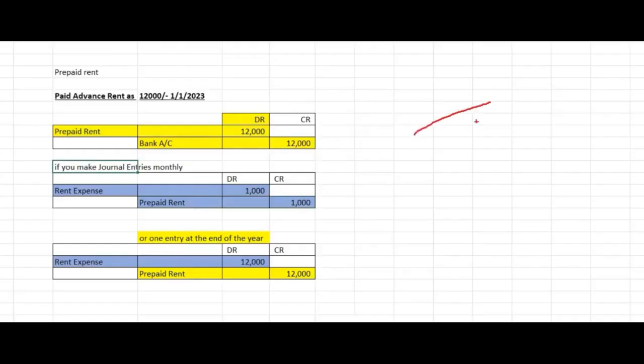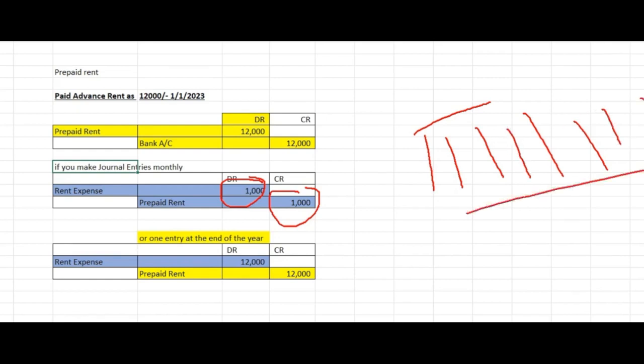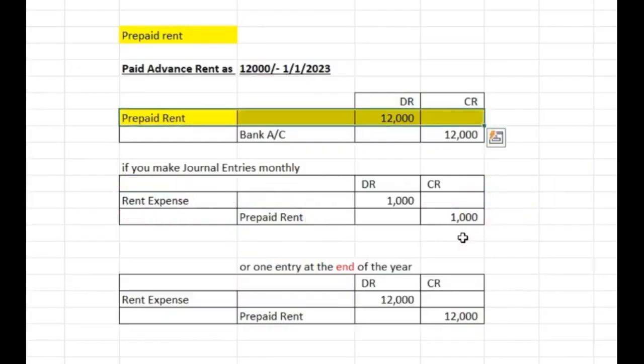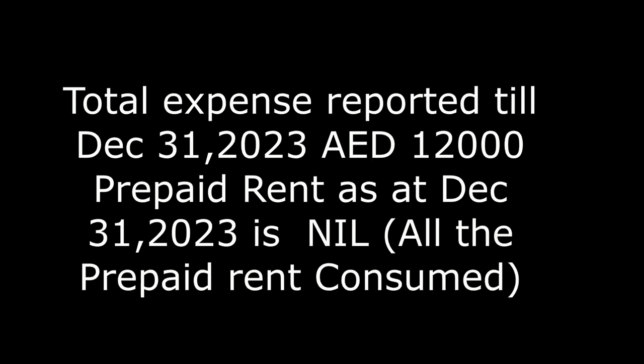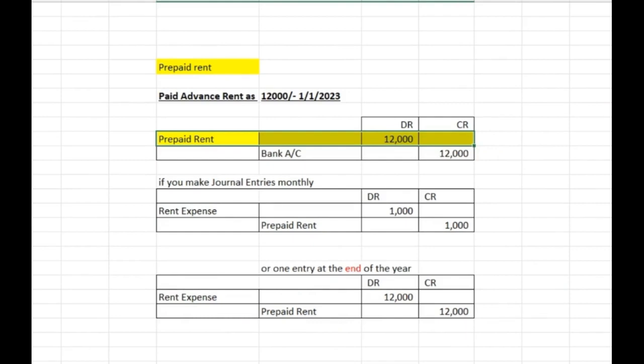Now if you want to charge rent monthly, what you are going to do is that every month you will debit rent expense with 1000 and credit prepaid rent, each month till 12 months are finished. Or if you want to make only one entry at the end of the year, the entry you are going to make is rent expense for the full year debit and prepaid rent credit. Alright, so this was a simple scenario.